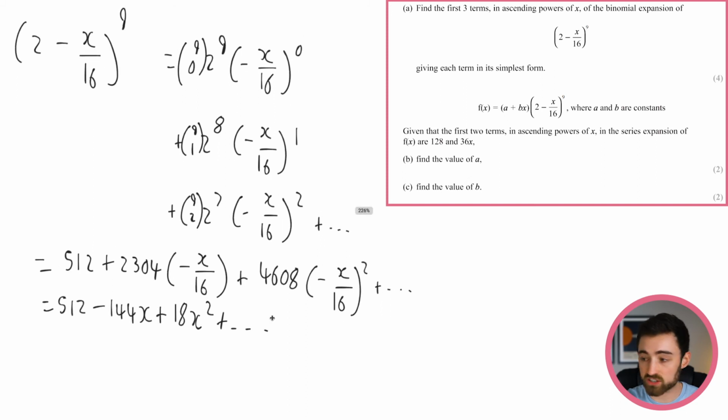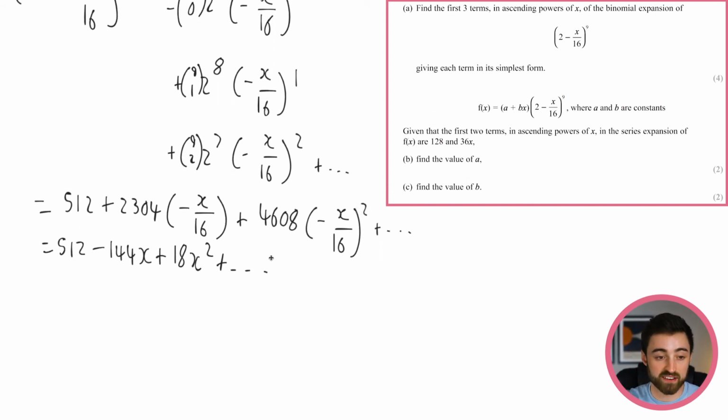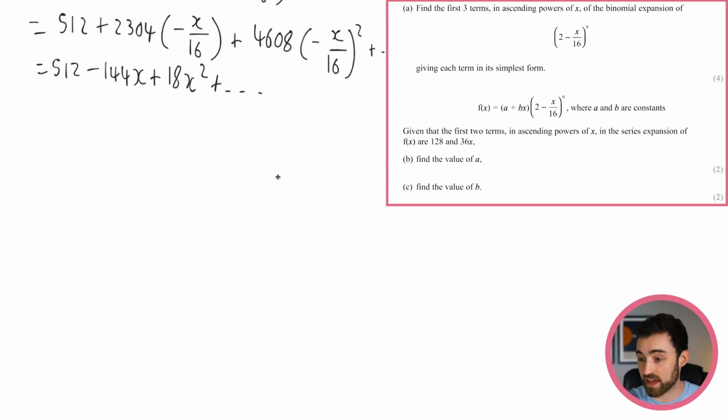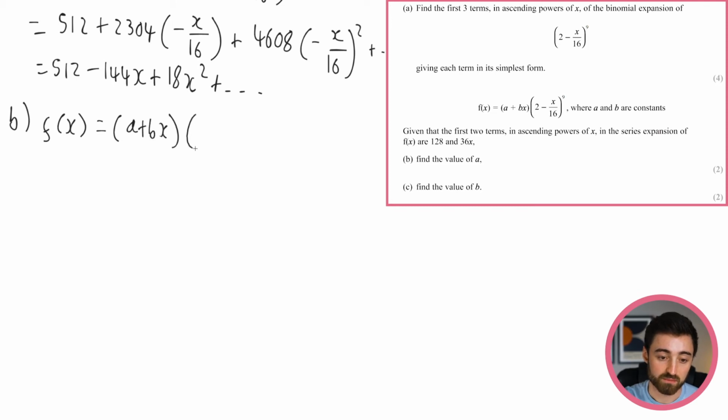Cool. Given that the first two terms in ascending powers of x in the series expansion of that disgusting thing there are 128 and 36x, find the value of a. Right. Oh, okay. So here we've now got a function that is a plus bx multiplied by that thing that we've just done. So instead of writing 2 minus x over 16 to the 9, what I'm going to do is write the expansion that we just worked out. So I essentially have a plus bx multiplied by this, don't I? By 512 minus 144x plus 18x squared. And then there are more terms in here.